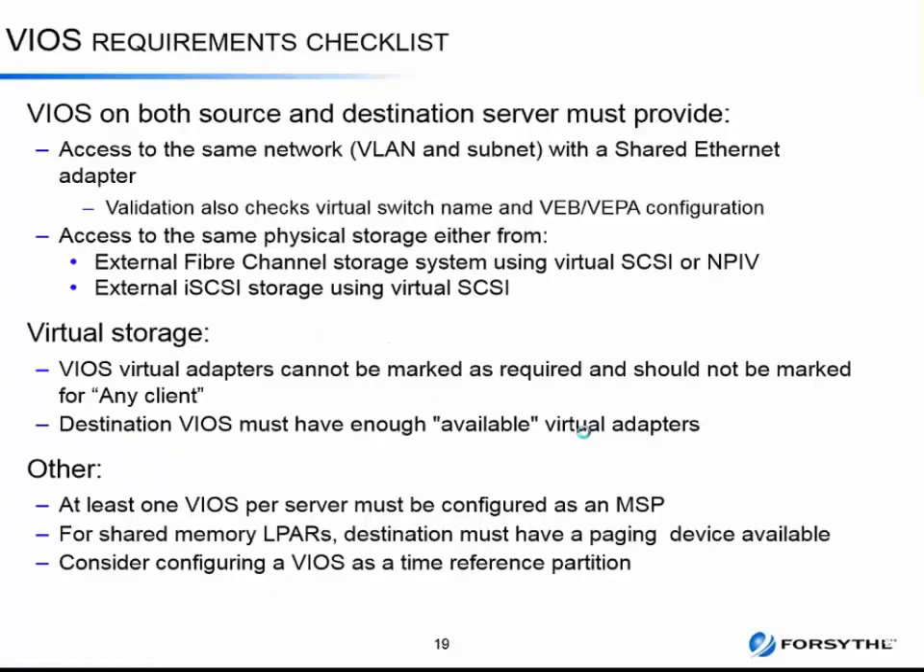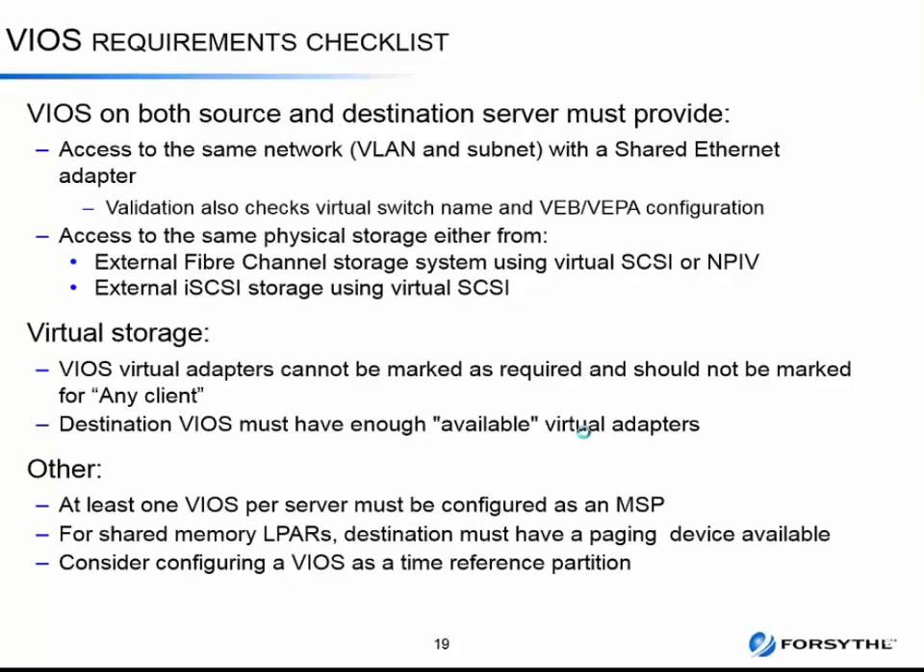For the VIO servers at both ends need to have SEAs. And part of validation is that it will check all the virtual switch settings, etc. We have to have the same external fiber channel storage, whether it's vSCSI or NPIV, or you can do this with virtual SCSI using iSCSI. None of the VIOS adapters can be marked as required, so whenever you're setting up LPARs, you should always mark their adapters as desired, and they should also be specific to that client. You can't mark them as any client.